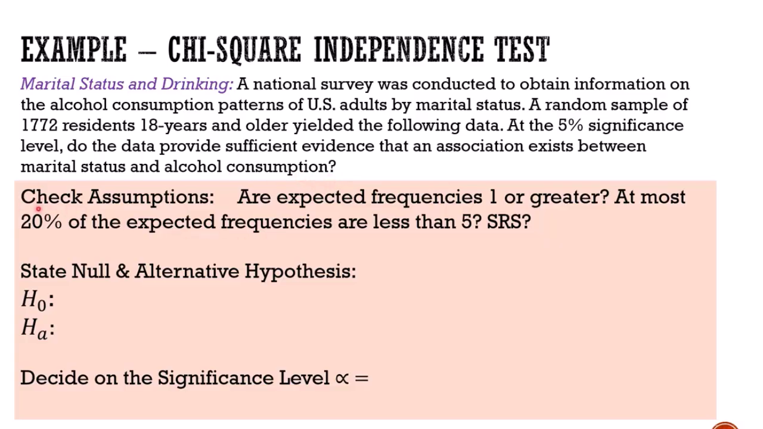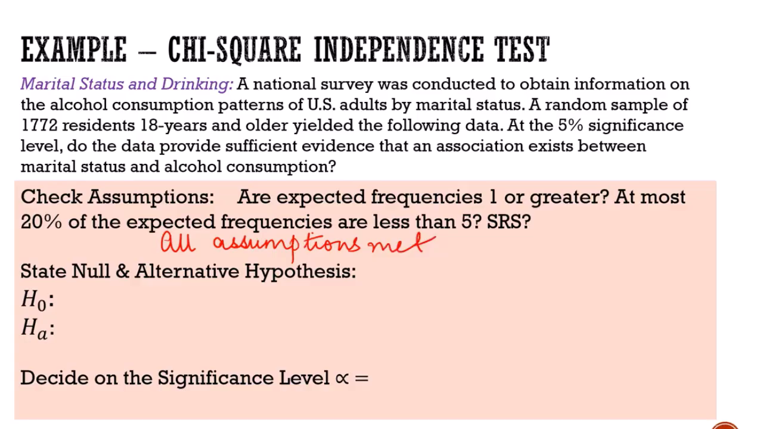Now, you can check your assumptions first before proceeding. Are expected frequencies 1 or greater than 1? Yes. If you look back on the calculated expected frequencies, they are all greater than 1. Then at most 20% of the expected frequencies are less than 5. Again, if you go back and check the expected frequency values, they are all greater than 5. And then is it a simple random sample? Yes, the question says here a random sample of 1,772 residents, which tells us it's a simple random sample. So all three conditions are met. So we can say that we've checked the assumptions and all assumptions are met.